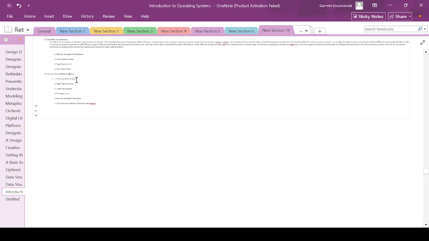So the Linux address space, again we'll start with the address space and how it converts to bytes, etc. Page table structure, which we discussed in the previous video in detail. Large page support and the page cache, the cache that makes it faster. Security and buffer overflow, where we did discuss Spectre and other smart code that overwrote the entire system. Other security problems: Meltdown and Spectre.